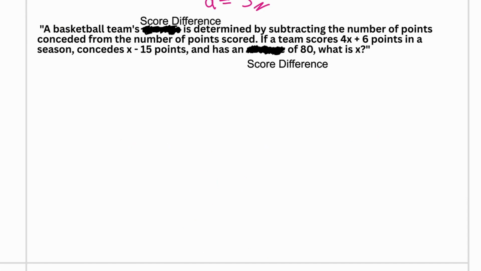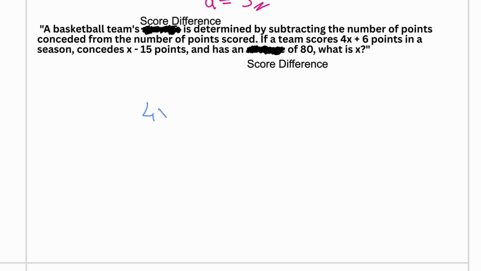Okay, here's another question. A basketball team's score difference is determined by subtracting the number of points conceded from the number of points scored. If a team scores 4x plus 6 points in a season and concedes x minus 15 points and has a score difference of 80, what is x? So the points we're subtracting, basically the points they scored minus the points they lost, and we're making our own equation.